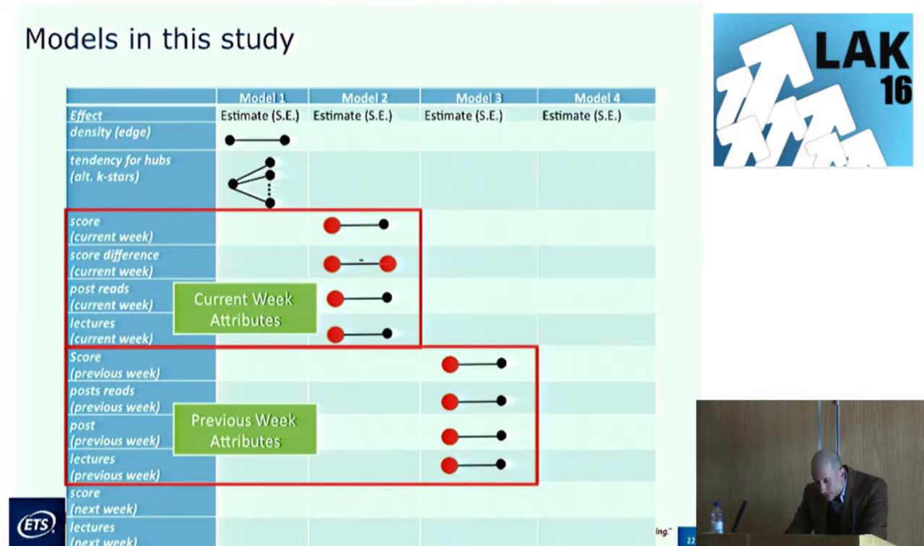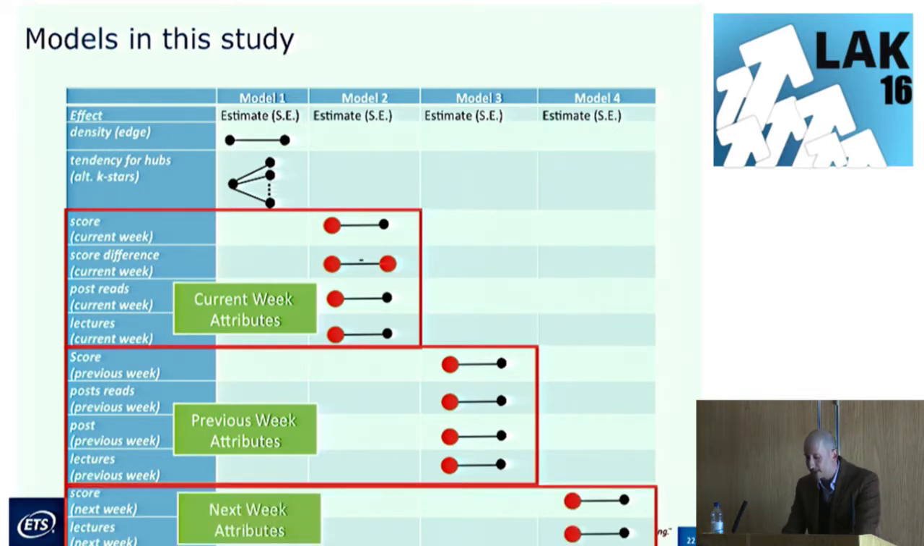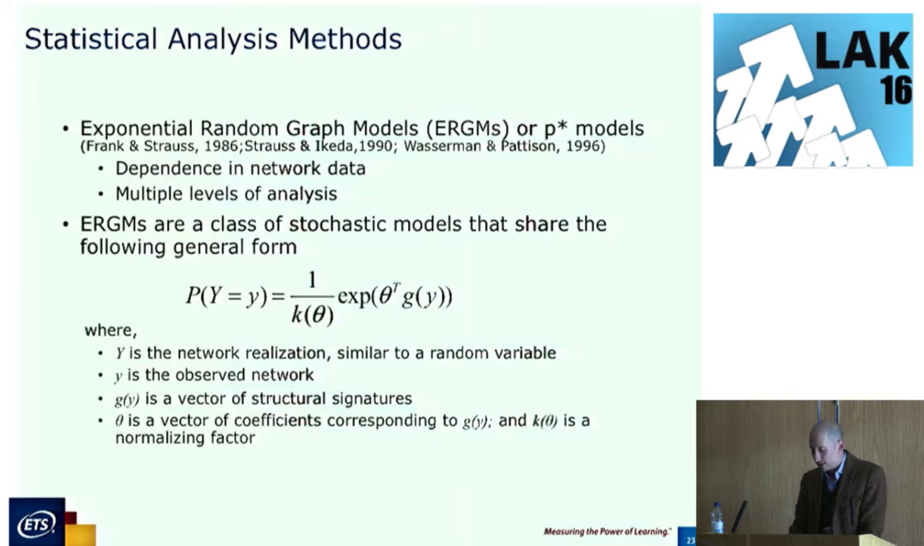Their score last week, the posts they read last week, the posts they made last week, which we can include now because they don't connect them in the present network, and the lectures they viewed, and then finally we'll add two variables from the future regarding the scores and the lectures.